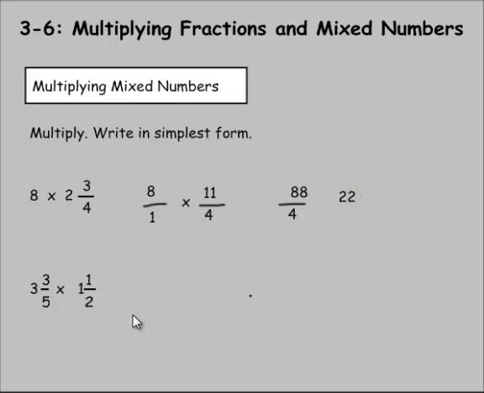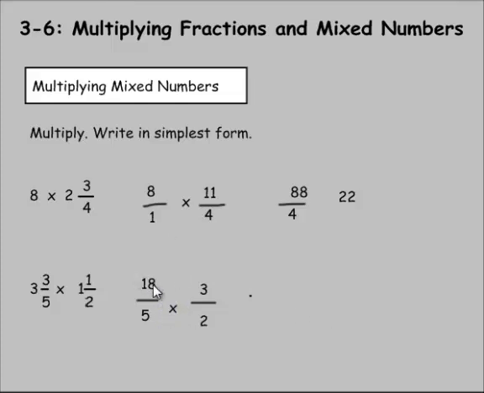Here we have two mixed numbers. So let's do that for both of these. 3 times the denominator, 3 times 5 is 15, plus 3 is 18. Keep the denominator at 5. And we're multiplying that times 1 and 1/2. So 1 times 2 is 2, plus 1 is 3. Keep the denominator, it would be 3 over 2. And we're multiplying this.